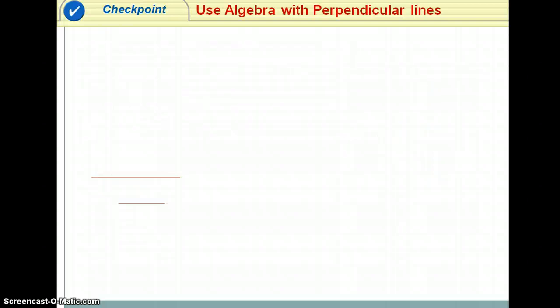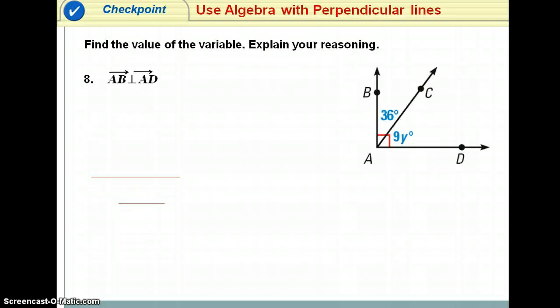Okay, here's another one with some algebra. Find the value of the variable. Explain your reasoning. So we know that ray AB is perpendicular to ray AD. There is that notation once again. You've got rays and perpendicular in there. So look at your 36 and your 9y. Hint, hint, hint, big red box. Take a second, set up your equation. What should you get?